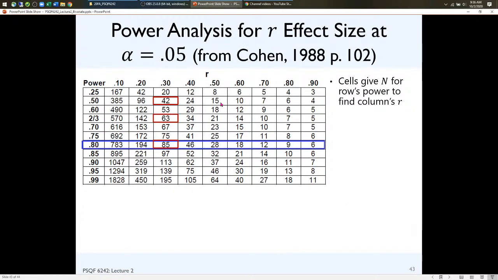So power analysis is generally described in textbooks as the process of starting with an effect size and then using that effect size to figure out what sample size you need to achieve adequate power.